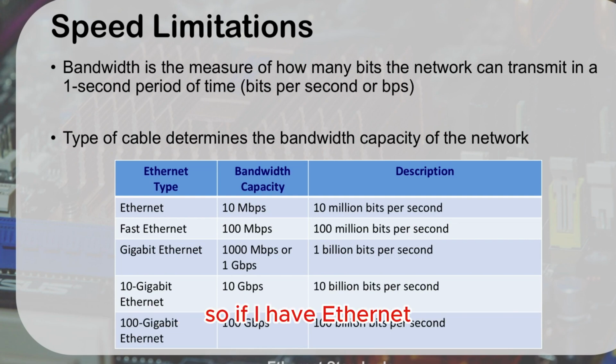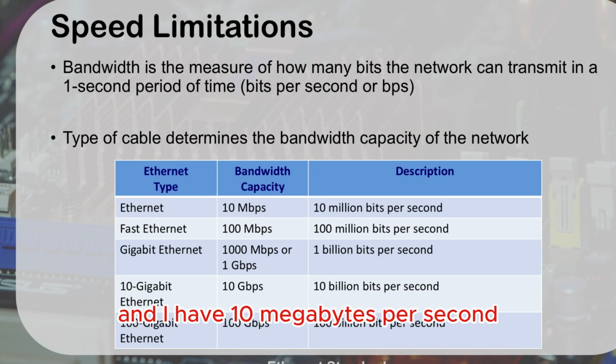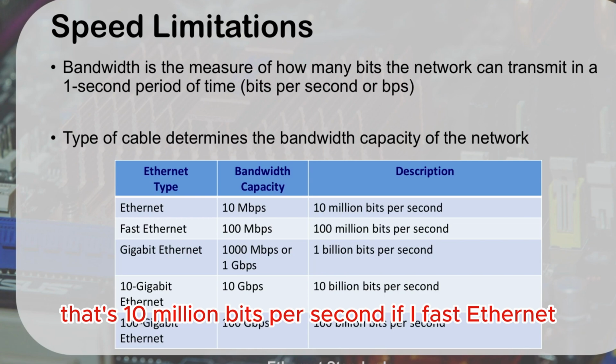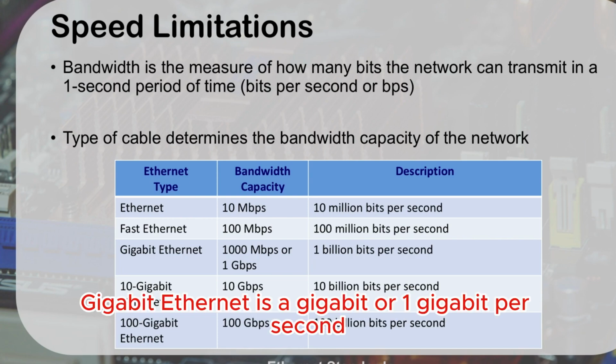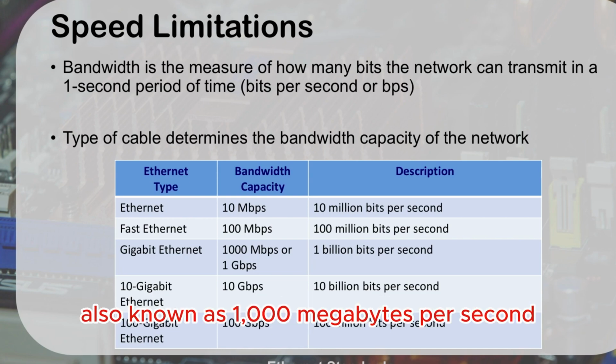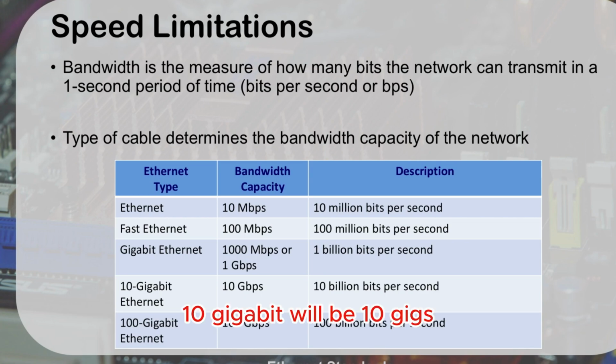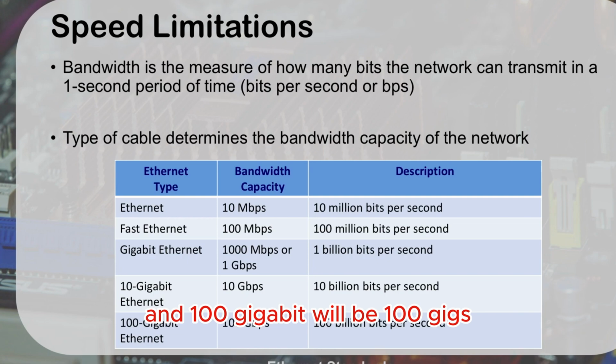So if I have Ethernet and I have 10 megabits per second, that's 10 million bits per second. If I have fast Ethernet, that's 100 megabits per second. Gigabit Ethernet is a gigabit, or 1 gigabit per second, also known as 1,000 megabits per second. 10 gigabit will be 10 gigs, and 100 gigabit will be 100 gigs.